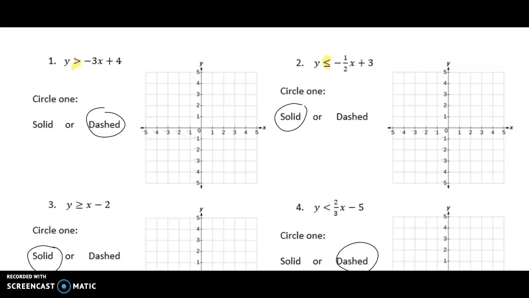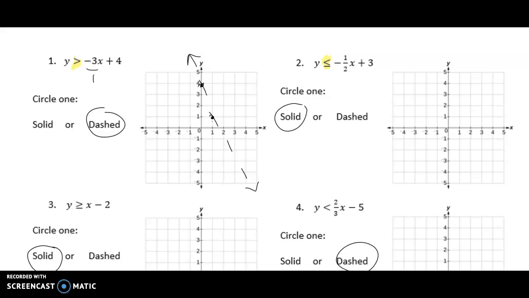We know positive 4 is our y-intercept, so we're going to start by drawing a dot on positive 4. Now we know our slope is negative 3 over 1, so I'm going to go down 1, 2, 3, and to the right 1. I'm going to draw my line. Now we know this is dashed, so I'm not just going to draw a straight line through, okay? I'm going to draw a broken line like that. It's a little ugly, but that's okay.